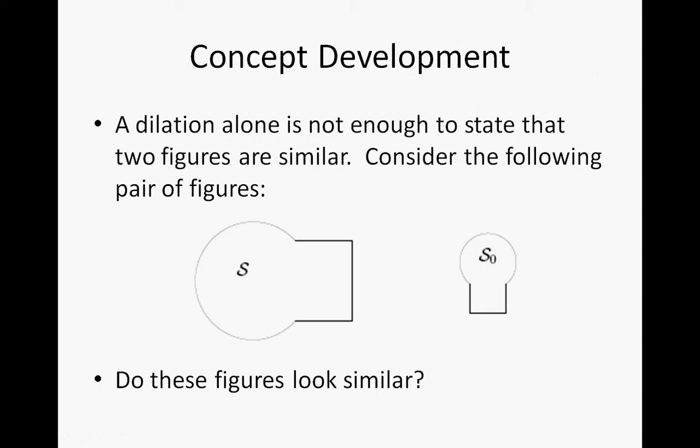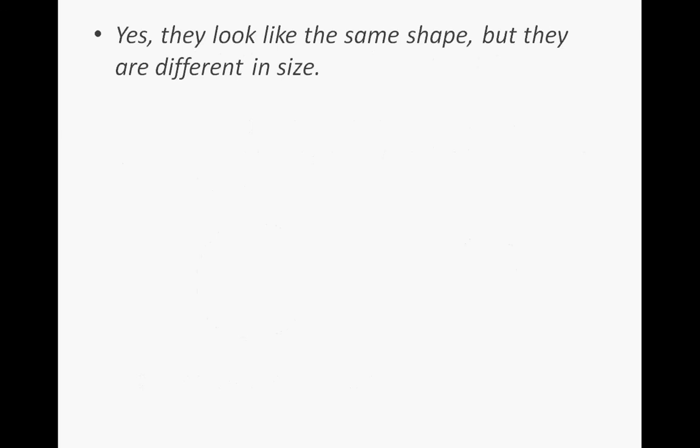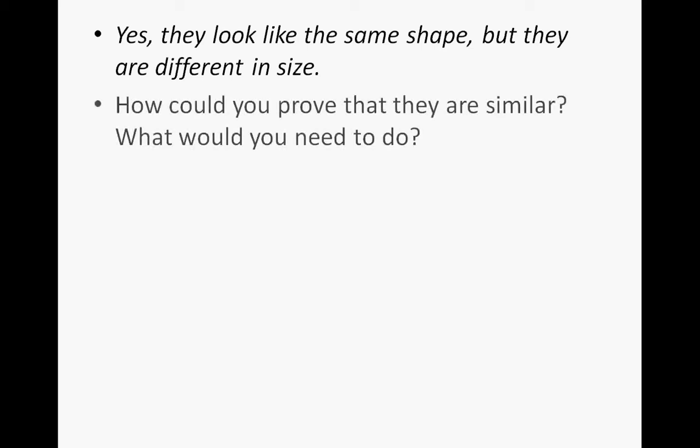So dilation alone is not enough to state that two figures are similar. Consider the two pairs of figures we have here. Do they look similar? Go ahead and answer that before you continue on. If you came up with an answer like yes, they look like the same shape, but they are different in size, then that would be an honest observation. So how could you prove that they are similar? What would you need to do? Again, formulate an answer before you continue on, just so you can see whether you're on the right track.